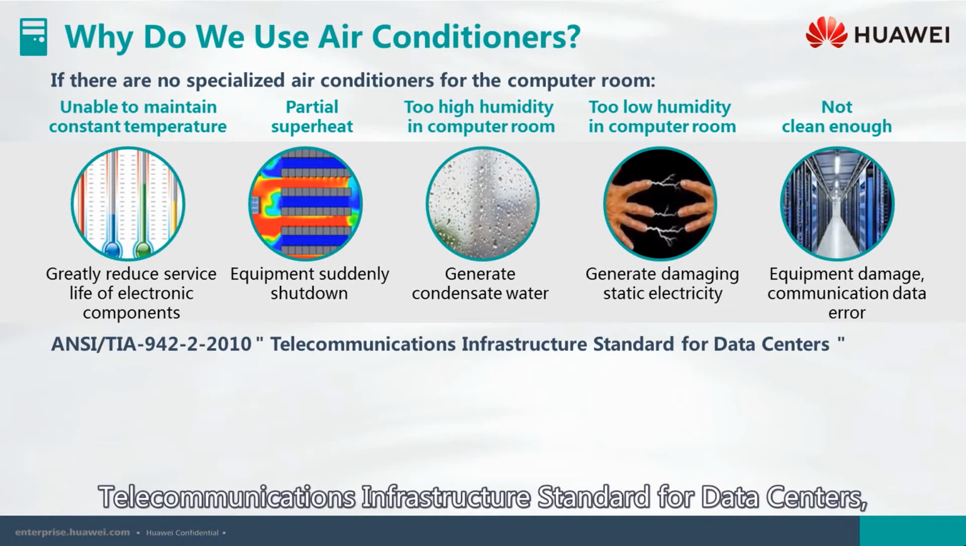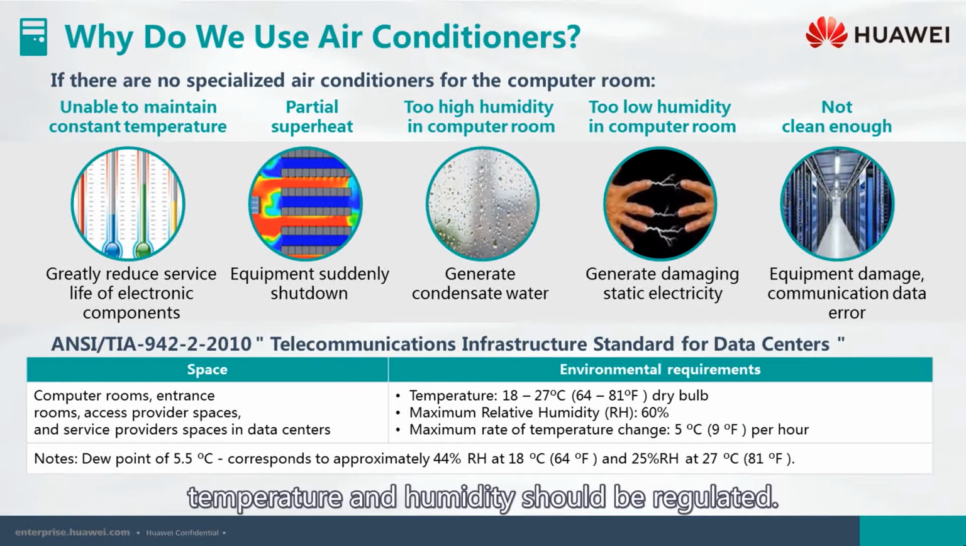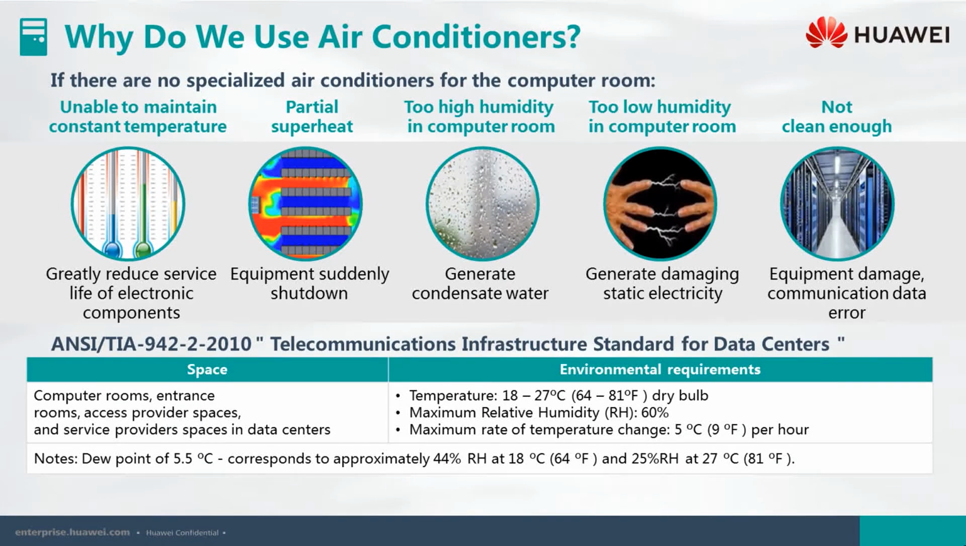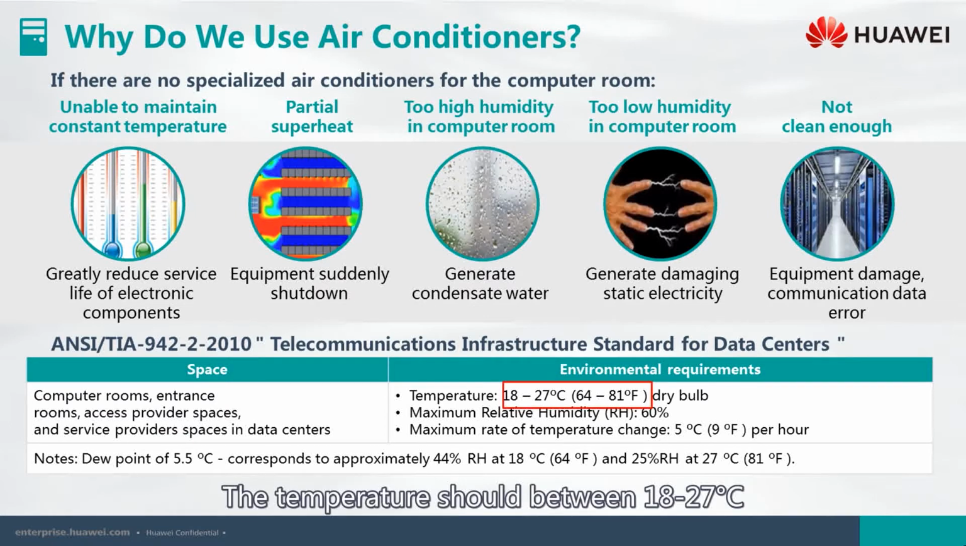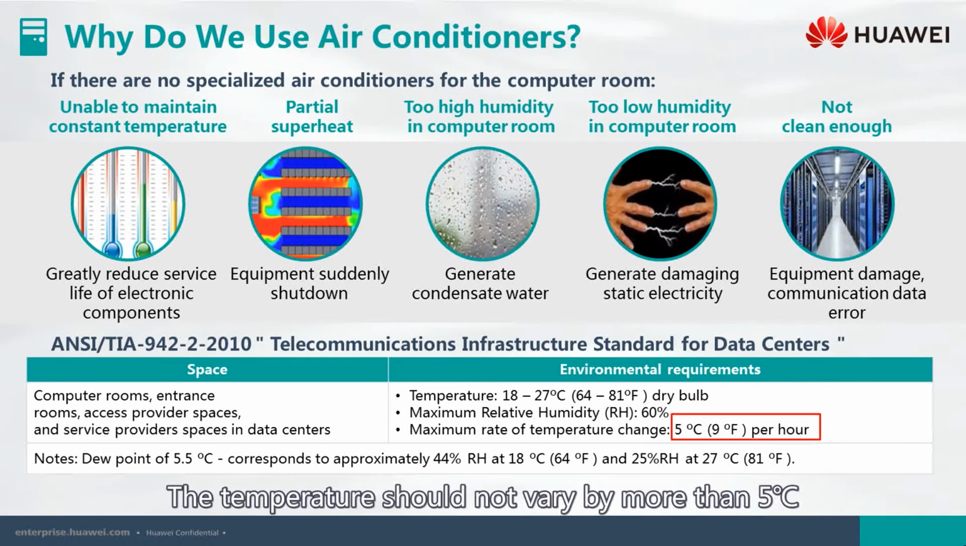Based on ANSI/TIA-942-2-2010, the Telecommunications Infrastructure Standard for Data Centers, temperature and humidity should be regulated. The temperature should be between 18 to 27 degrees Celsius, and humidity should be kept at 60%. The temperature should not vary by more than 5 degrees Celsius.